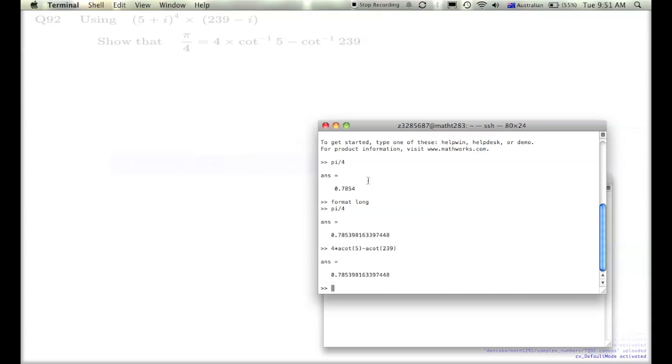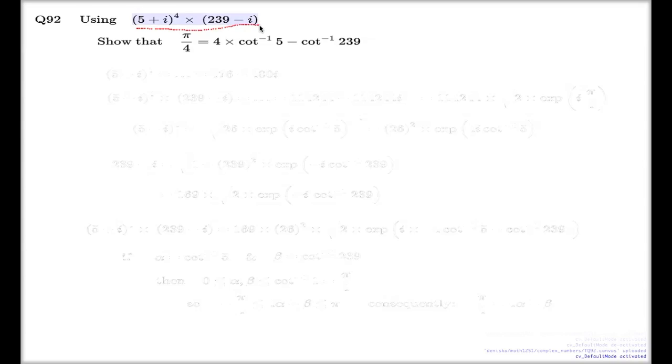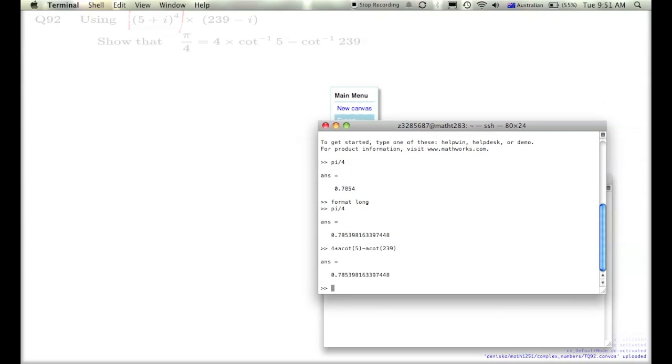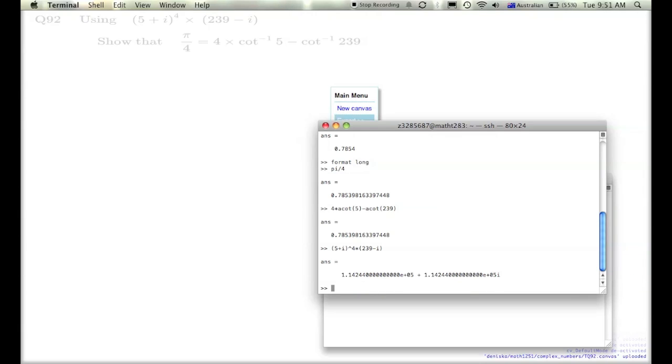Now, we're going to use Maple a little bit longer. I'm going to show why this is true exactly in mathematical terms, and for that I'm going to use Maple to expand this expression here. This expression, look at this. If I expand the binomial, here's the expansion for the binomial, 5 plus i to the power 4. Let's just do the whole thing together: 239, take i, bracket, bracket. Here's the complete expansion.